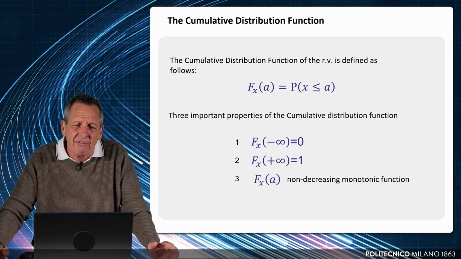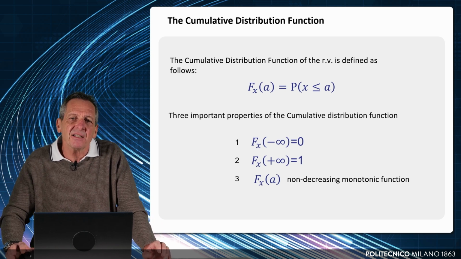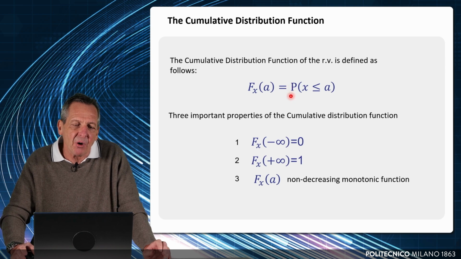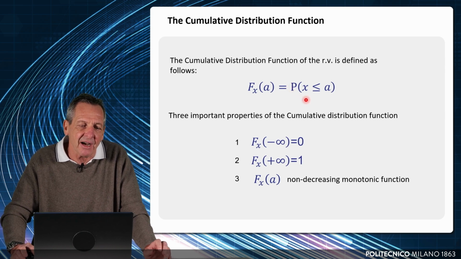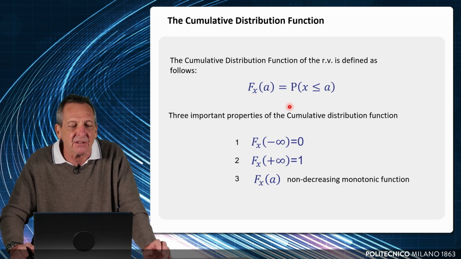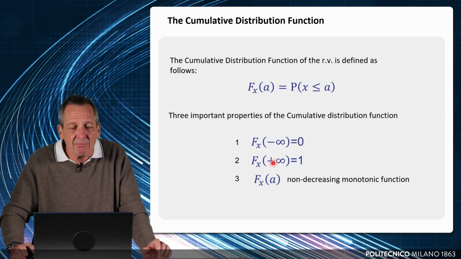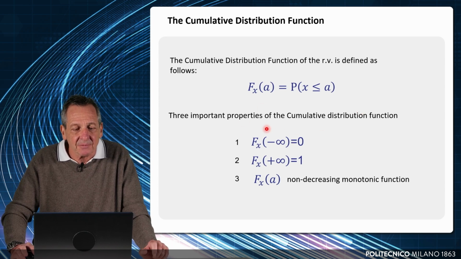The first function is the cumulative distribution function, and it is defined as the probability that the random variable x is less than or equal to a. A is the parameter, or independent variable, of the cumulative distribution function. There are three main properties of this function.